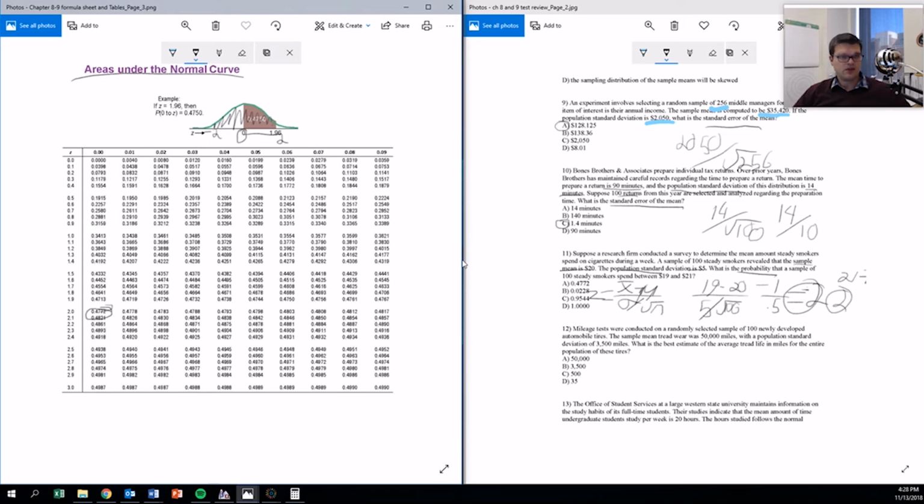Because you've got the 2 over here, you can find the probability of being from 2 to the mean, and then add it to the probability of being from -2 to the mean. So you've got 0.4772 and then you also have 0.4772 on the other side. You multiply that by 2, and it gives you C.